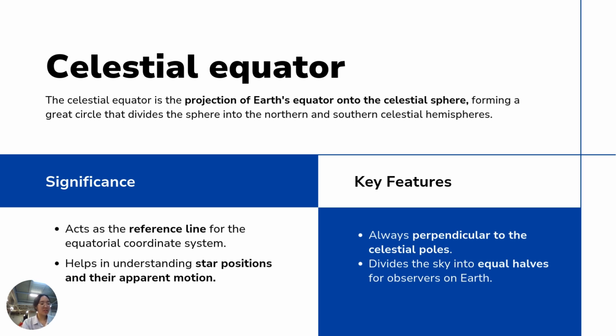For the key features, the celestial equator will always be perpendicular to the celestial poles, because the celestial pole goes through this, and the celestial equator will be the plane that is perpendicular to them. It also divides the sky into equal halves for observers on Earth.